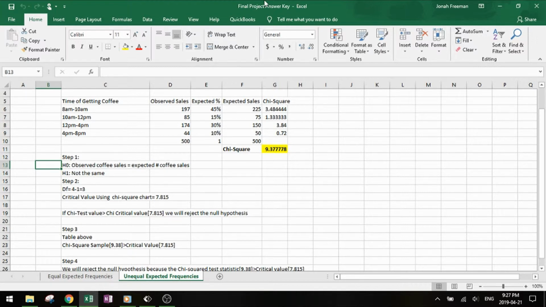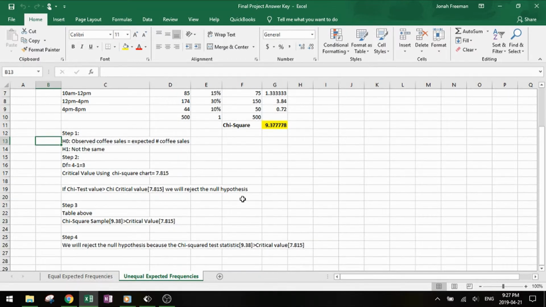Step 2 is to calculate our degrees of freedom, which is still k minus 1. In this case, k equals 4, minus 1 gives us degrees of freedom of 3. Our critical value using the chi-square chart is 7.815. Then we will state our decision rule. If the chi-squared value is greater than the critical value, 7.815, we will reject the null hypothesis.